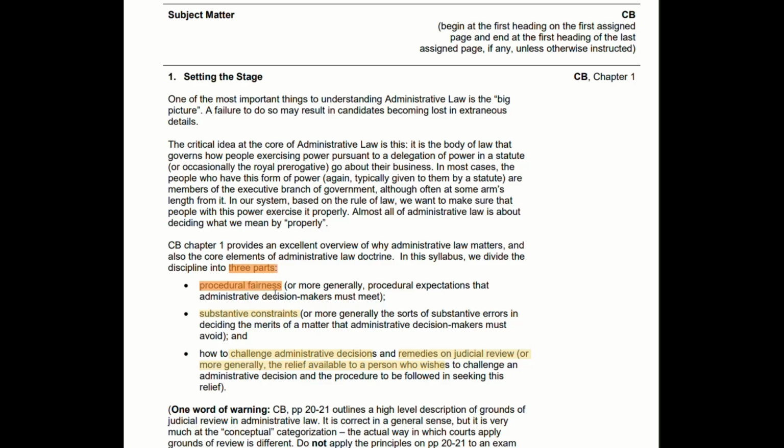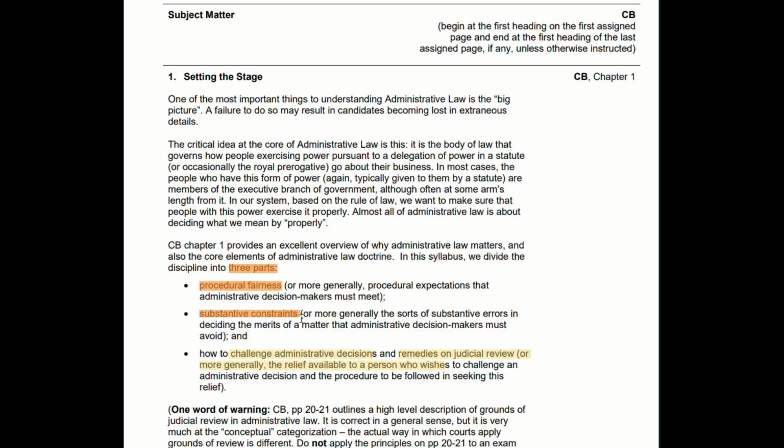The next area is substantive constraints. So this area moves from the procedure used to make the decision to substantive limits on the administrative decision making. Basically, it focuses on the extent to which courts can review the substance or the merits of the decisions made by the administrative decision makers and the standard of review the courts apply when doing so.